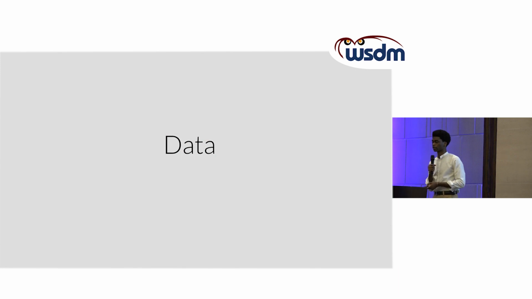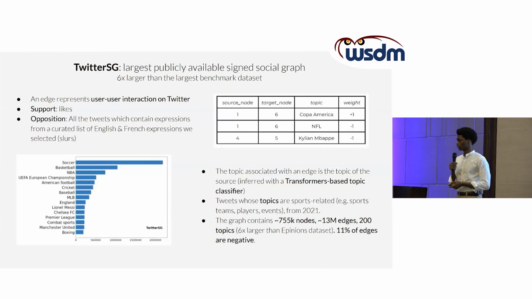Let's go for experiments. Before this, I'm going to talk about the data we apply and test the model on. We have two data sets that we have built and open sourced. One of them is Twitter SG, which is the largest publicly available science social graph to date. It's 6 times larger than the largest benchmark data set. Twitter SG, which stands for Twitter Science Graph, is a graph of user-user interactions.